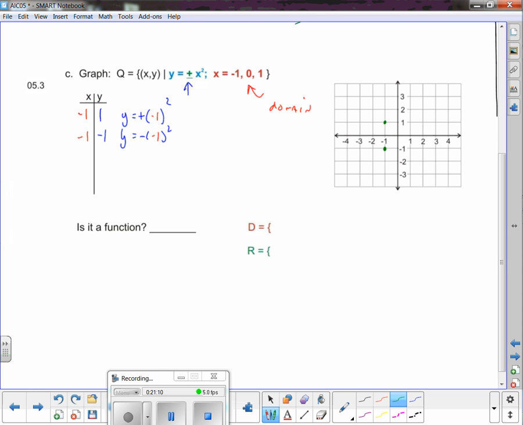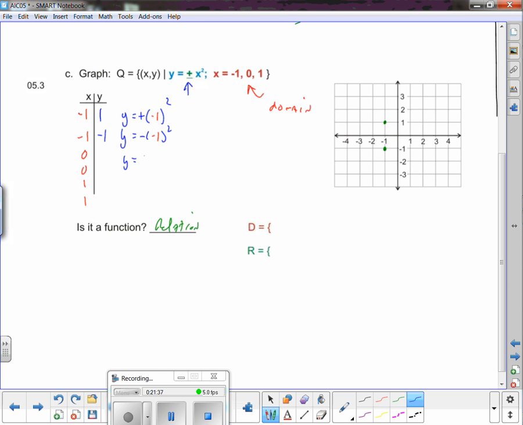Can you already answer the question of whether this is a function or not? Yep. This is just a relation. We already know that from our first set of points. Now we got to do 0. And notice on this one, we're going to do 0 twice, the plus part and the minus, and we're going to do 1 twice, the plus part and the minus. And that's how you got to do this one.